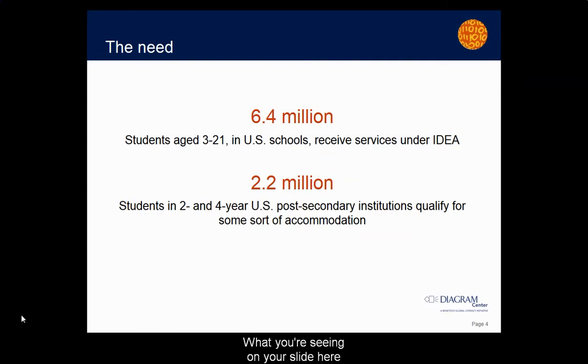What you're seeing on your slide here is some statistics that come from the United States. 6.4 million students aged 3 to 21 receive services under the Individuals with Disabilities Education Act. A little more than 2 million students in 2- and 4-year post-secondary institutions qualify for accommodation, too. So that amounts to about 11% of all students in the U.S. who have some type of disability that qualifies them for services. So that's 1 in 10 of us who have some kind of print disability, something that prevents us from effectively reading print because of a visual, physical, perceptual, or cognitive learning disability, something like that.